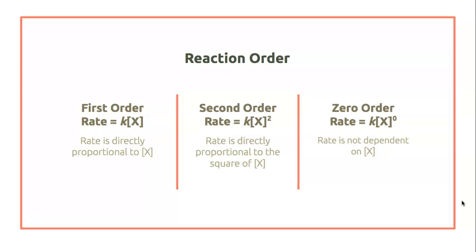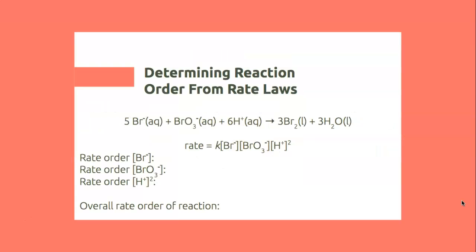Let's look at one simple little practice problem, and then we will move on for the day. So if you're given the equation 5 bromide plus bromate plus 6 H plus yields 3 bromine plus 3 H2O, water, and you're given the rate equaling k times the concentration of bromide times the concentration of bromate times the concentration of H plus to the 2nd power. What I want you to be able to do is look at that and get the rate orders of each of those reactants, and then therefore the overall rate order of the reaction.